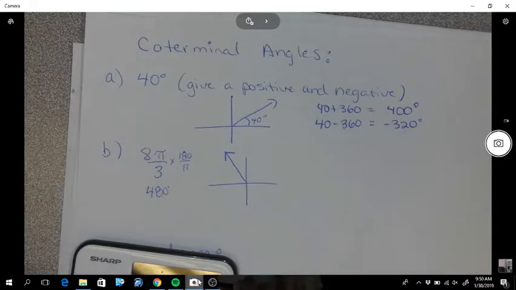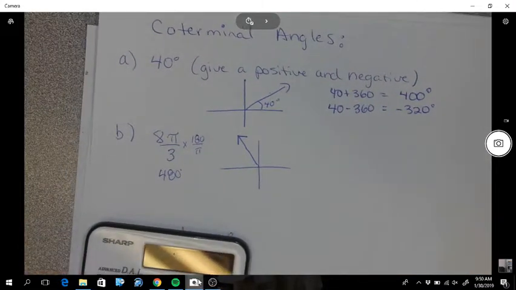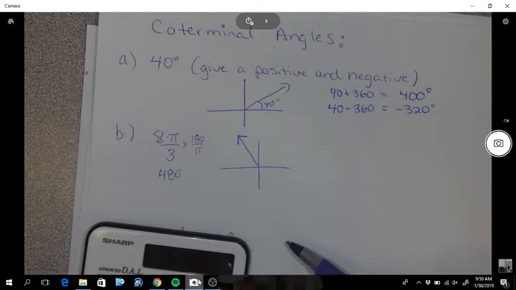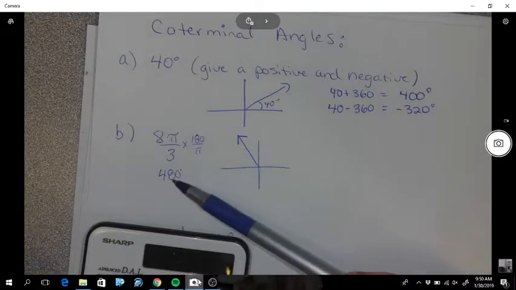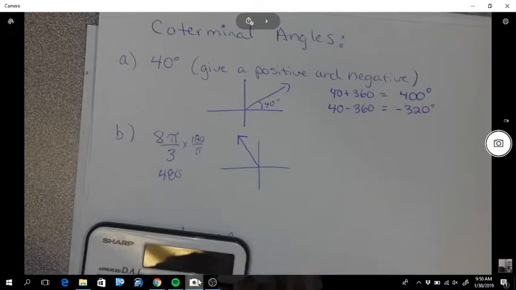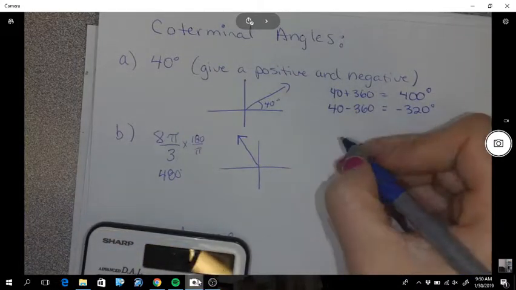It lies in quadrant 2. Okay. Now, we're doing the same kind of thing, but let's not use this degree measurement. Let's use our radian measurement.